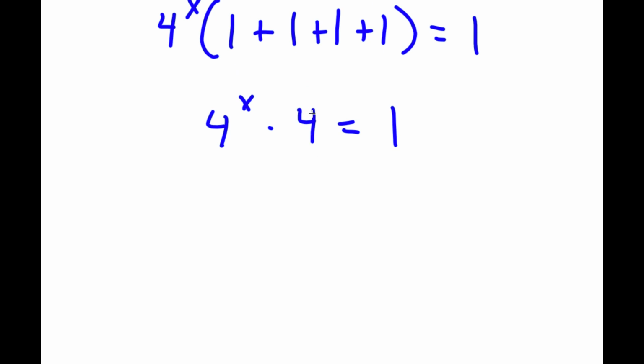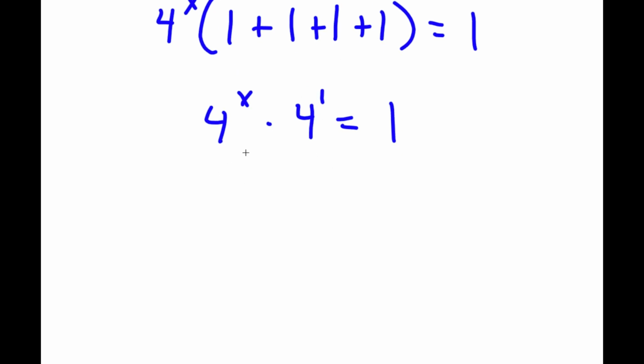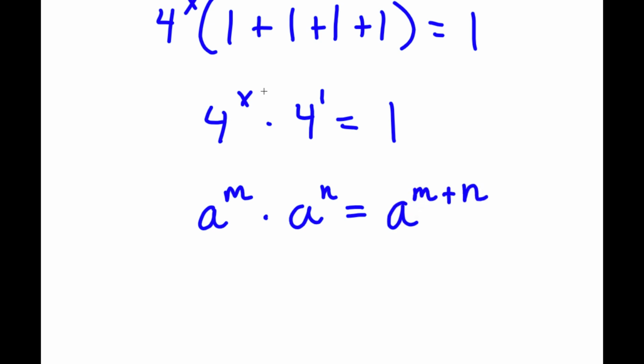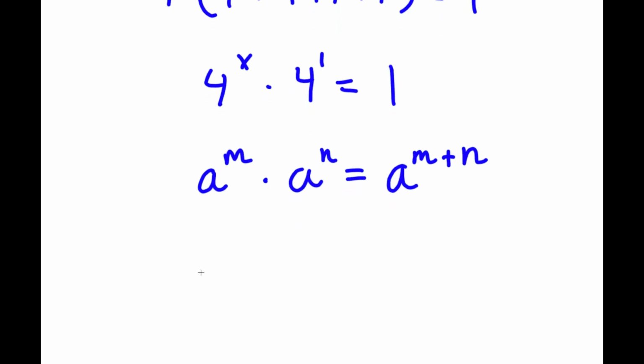Now, 4 here, that's the same thing as 4 to the power of 1. And if I have something in the form a to the power of m times a to the power of n, this is equal to a to the power of m plus n. So 4 to the power of x times 4 to the power of 1, that's going to equal 4 to the power of x plus 1. Simply just add these two exponents. And this is equal to 1.